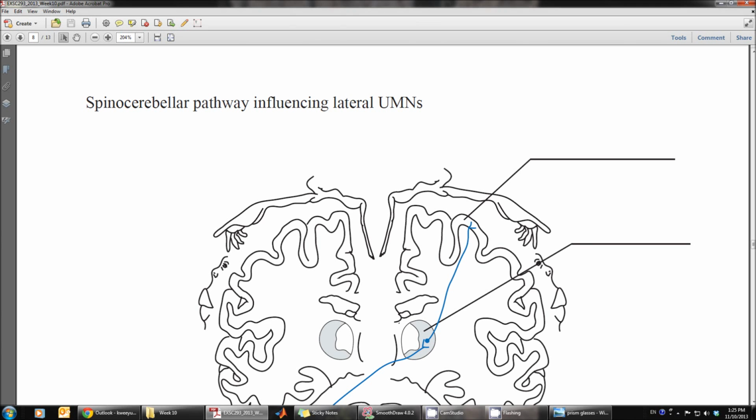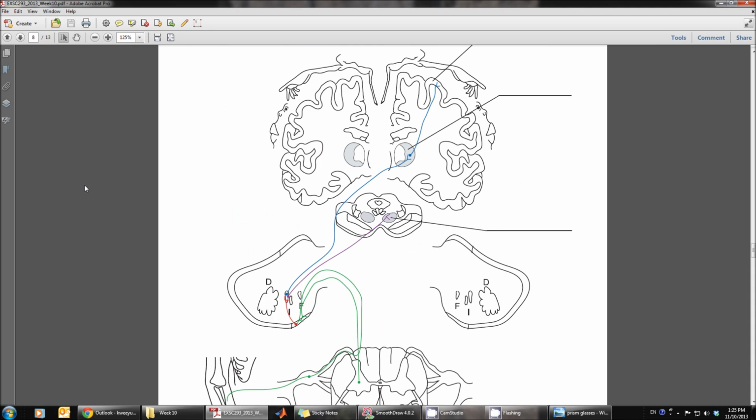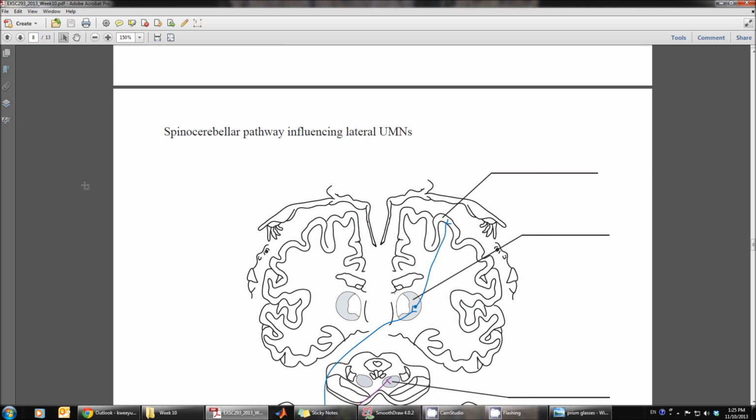Okay, this is a continuation of the spinocerebellar tract, and for this pathway you don't really have to draw the pathway with the scenario, but this is just to help you appreciate the wiring of the pathways.